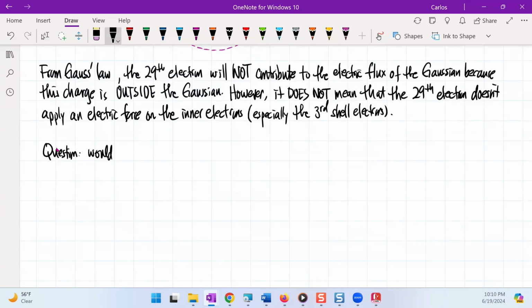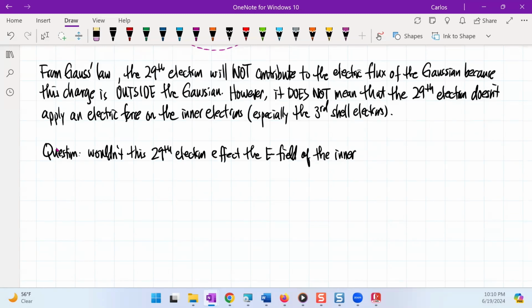Wouldn't this 29th electron affect the E field of the inner shell electrons? We're talking about the first, second, and third shell.